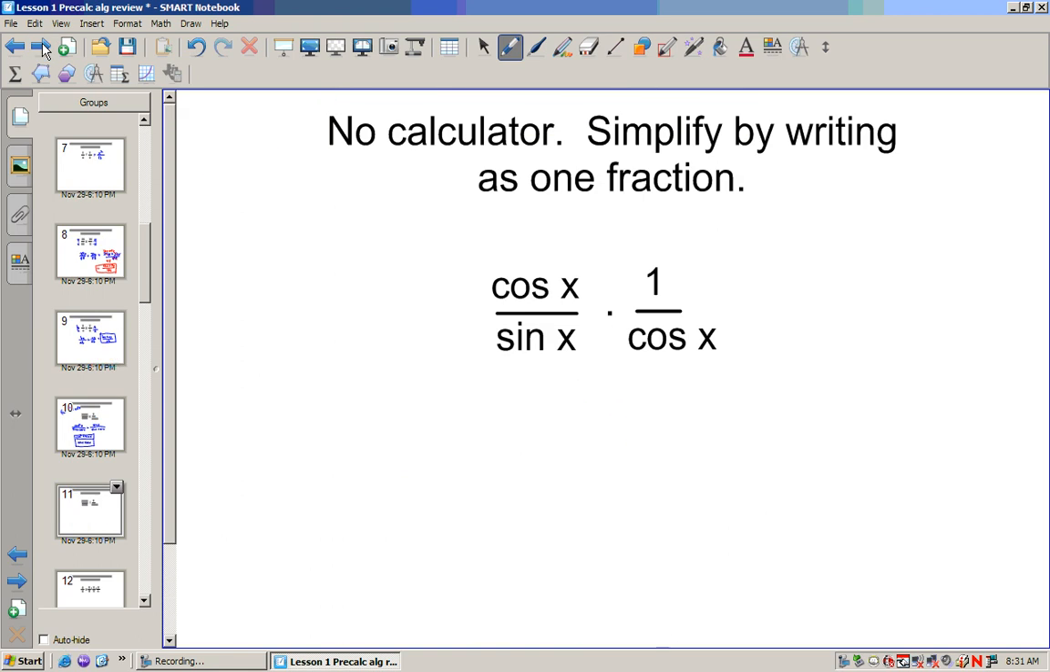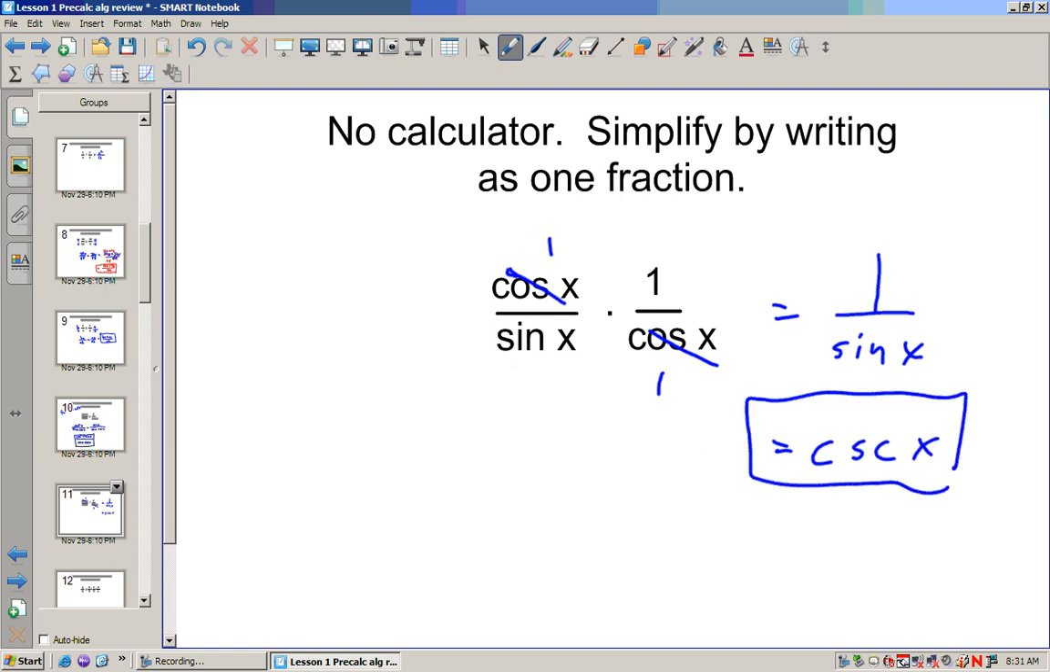Alright, now let's try this one. Now what I would do is take out my cosines. That would be 1 over 1. So 1 times 1 is 1. Sine x times 1 is sine x. And this is as far as we need to go here. But I think we all know that 1 over sine is the same thing as cosecant. So we can even reduce that all the way to cosecant.